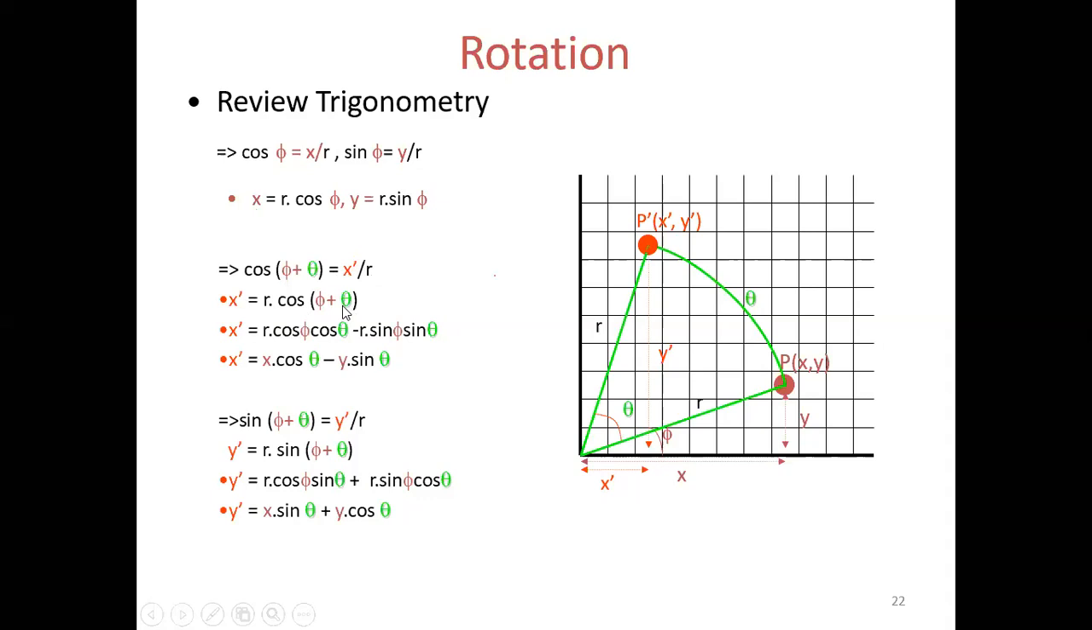And then we apply another trigonometric equation, the rule of cos a plus b. Cos of a plus b is equal to cos a times cos b minus sin a times sin b.